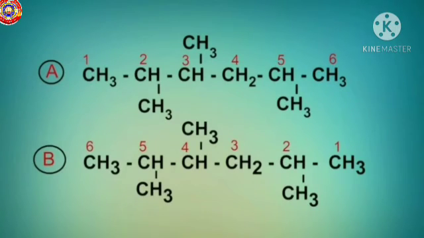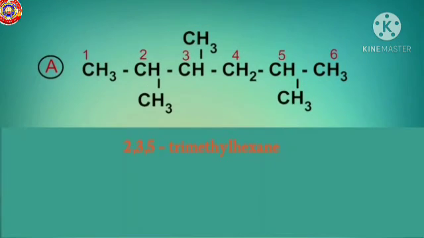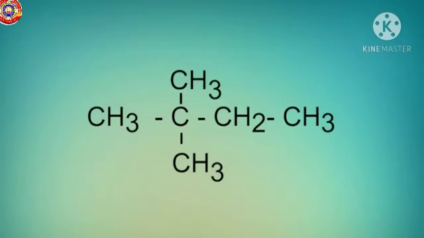Remember, as this alkane contains 3 methyl radicals, we should add the prefix tri before the name of the compound. Hence, the IUPAC name is 2,3,5-trimethyl hexane. Got it? Now let's find out the IUPAC name of a hydrocarbon with 2 identical branches.